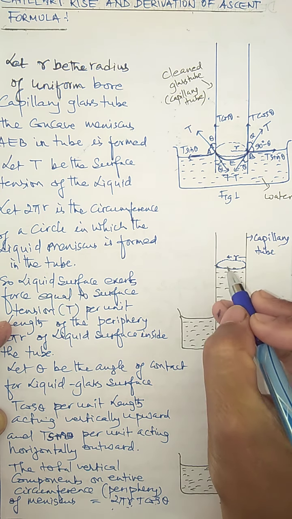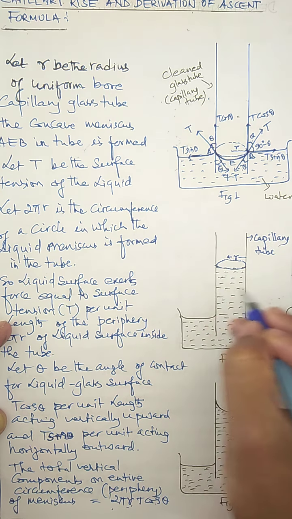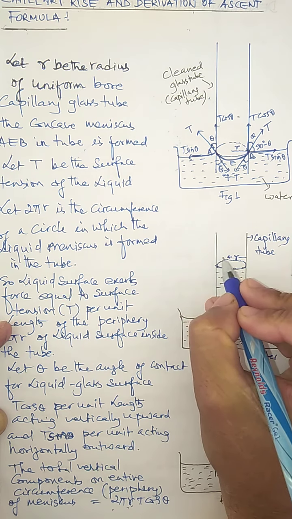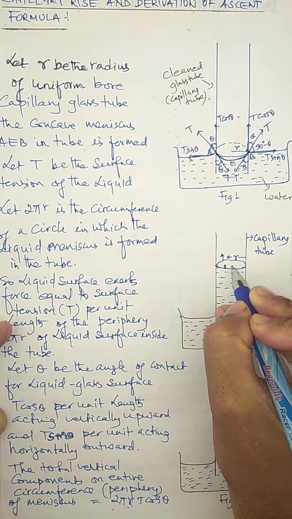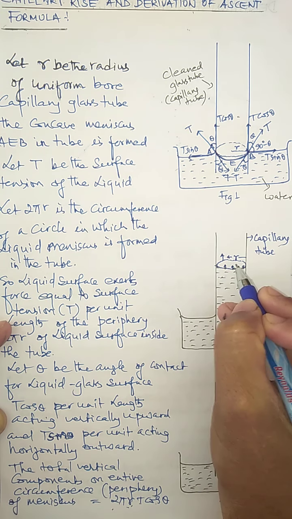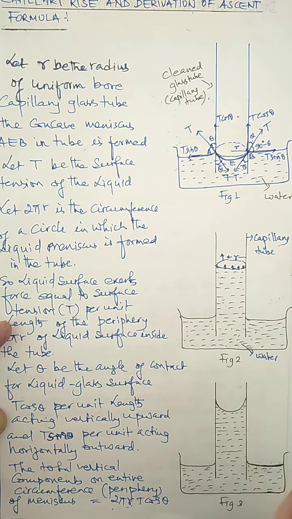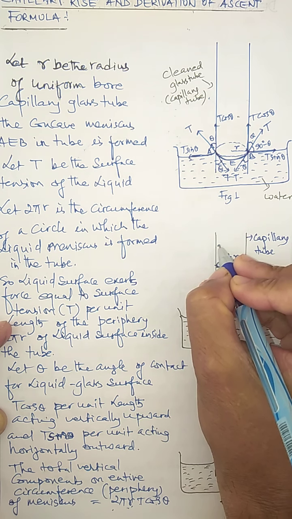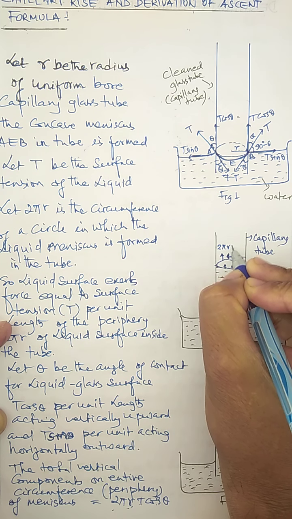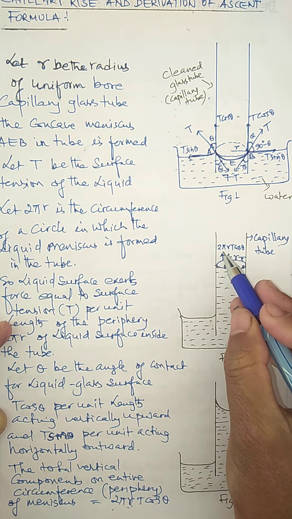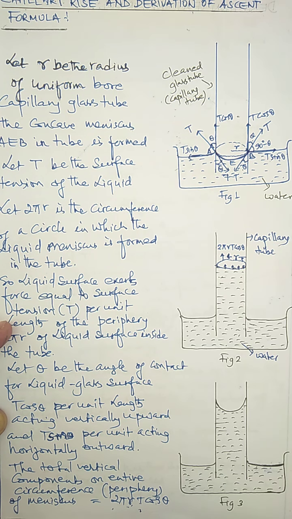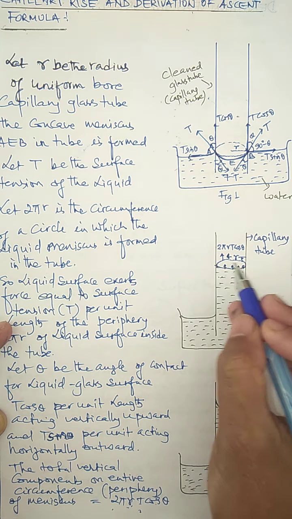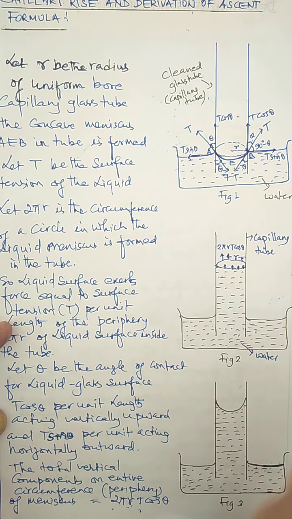In this meniscus which is formed throughout the tube, there is an upward force, exerted per unit length over the total length of the periphery of this concave meniscus, and this force is vertically upward. This force is given by 2 pi r T cos theta. We have already calculated 2 pi r T cos theta in the last YouTube video, and this is the total vertical component of force which acts on the entire circumference of the meniscus formed inside the tube.